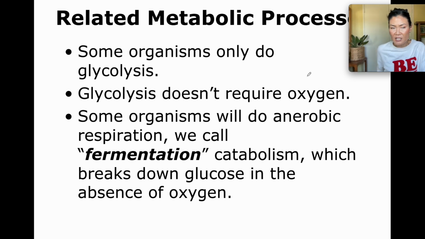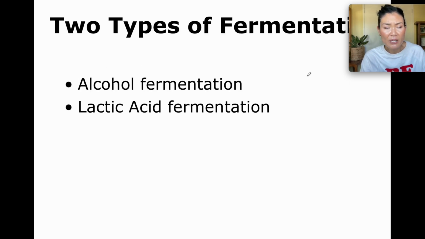You know, there are some organisms that only do glycolysis because they don't require a whole lot of energy. There are some organisms that can actually just live off of the 2 ATP that's made in glycolysis. Glycolysis doesn't require oxygen. So, you know, there are some organisms that do anaerobic respiration. Anaerobic, again, means no oxygen needed. We call this fermentation. Fermentation catabolism. Remember catabolic reaction where we're breaking down? So we're breaking down glucose in the absence of oxygen. So let's talk about fermentation.